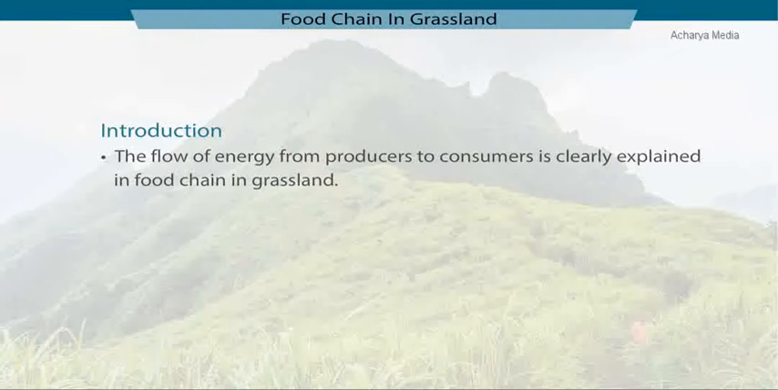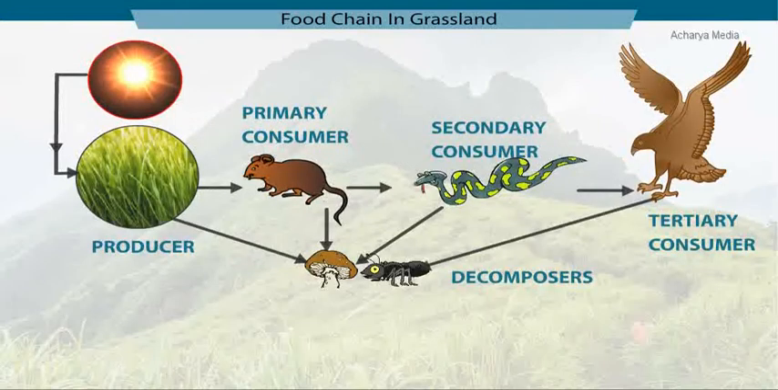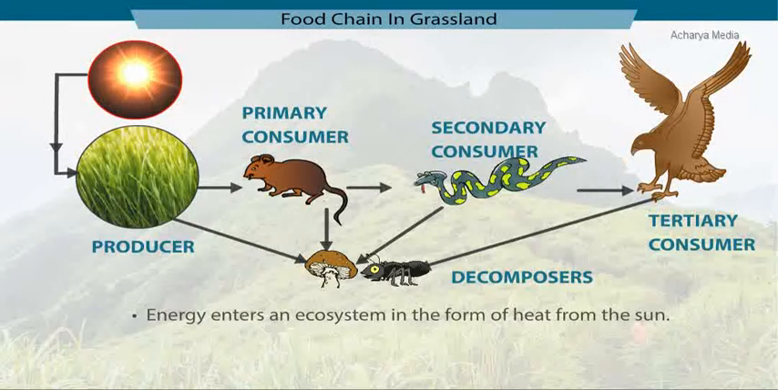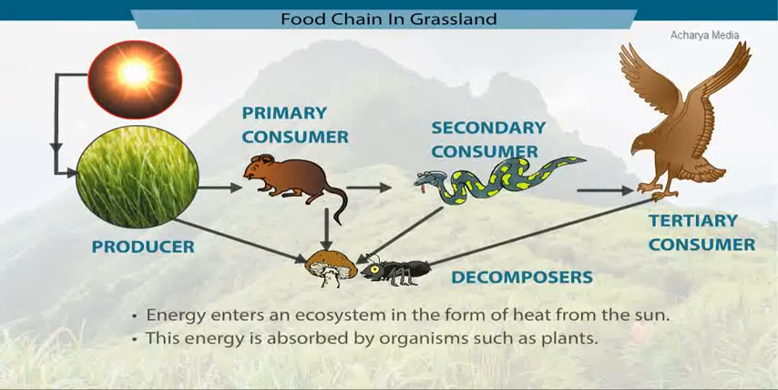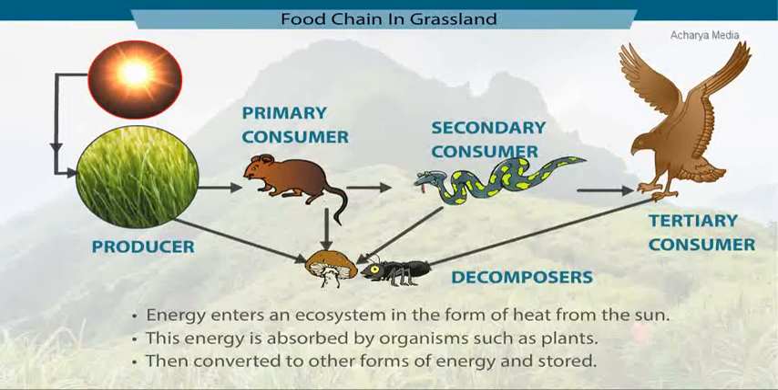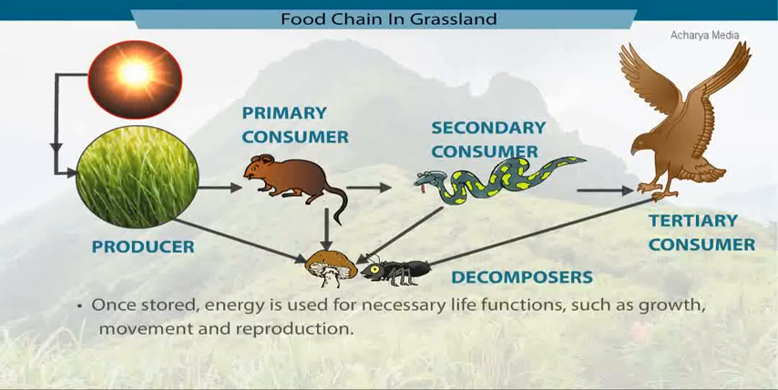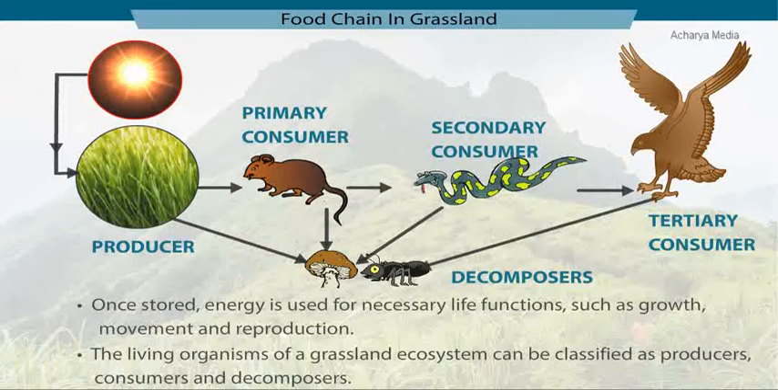Let us see an example of food chain in grasslands. The image explains the process of the food chain in a grassland ecosystem. The flow of energy in the food chain is shown by the red arrows. Energy enters an ecosystem in the form of heat from the sun. This energy is absorbed by organisms such as plants and is then converted to other forms of energy and stored. Once stored, energy is used for necessary life functions such as growth, movement, and reproduction. The living organisms of a grassland ecosystem can be classified as producers, consumers, and decomposers.